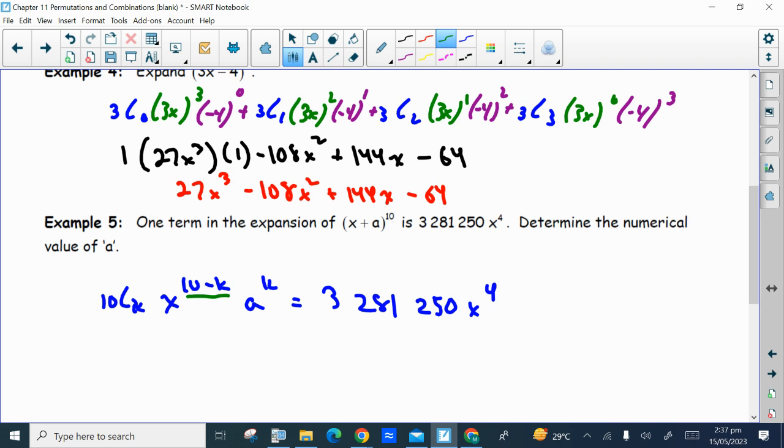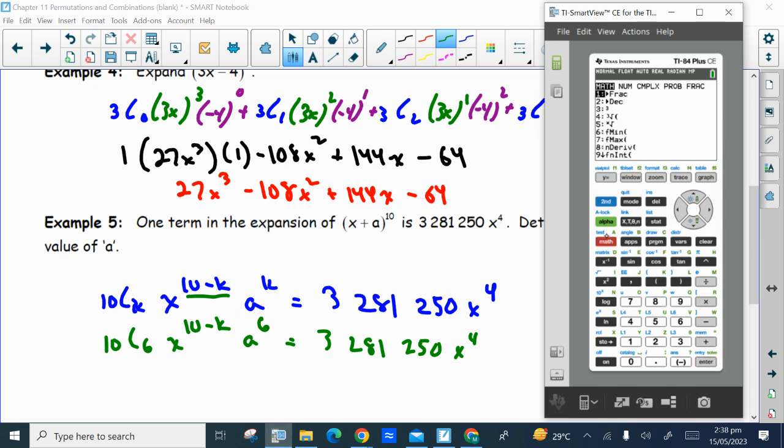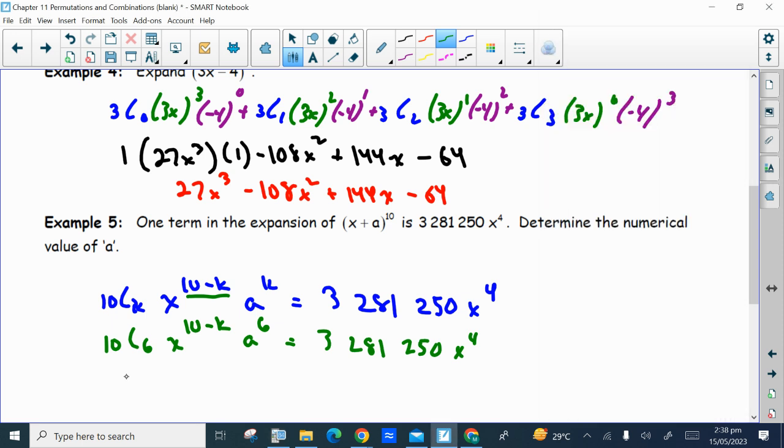We'll move on. So k has to equal 6. And that's all we needed to be able to solve for a. So 10C6 is 210. You have 210 x to the power 4. I should have put the 6 in there. A to the 6th equals 3,281,250 x to the 4th.